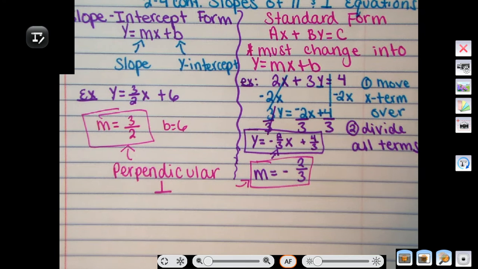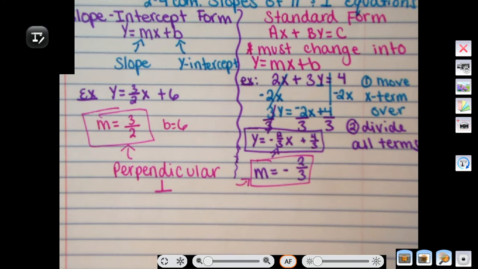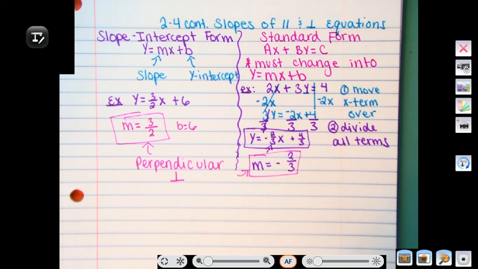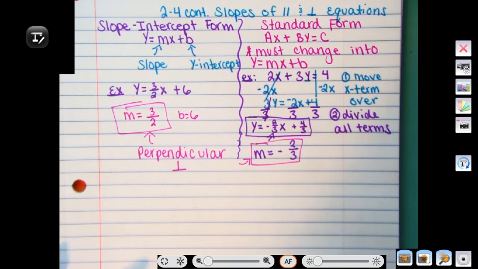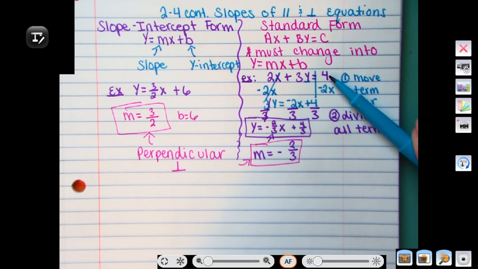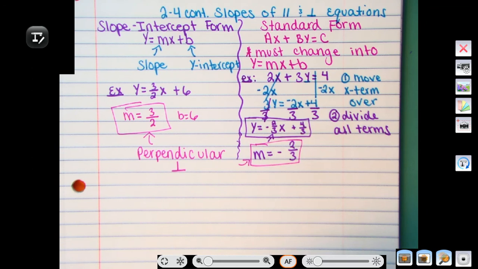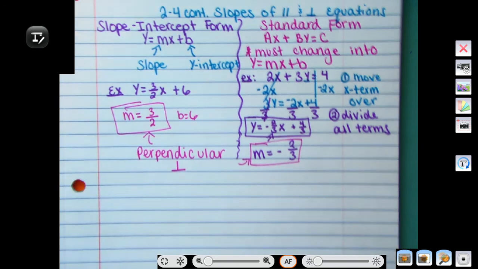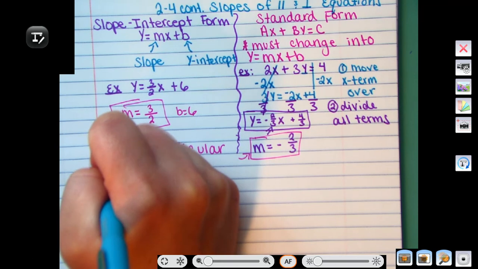So let's take a look at some examples. And then, of course, you'll practice with this. So your main practice part is going to be this right here, where you have to get it from standard form to slope-intercept form. So that can be the trickier part just because it's a little bit more work. So let's start with our examples.